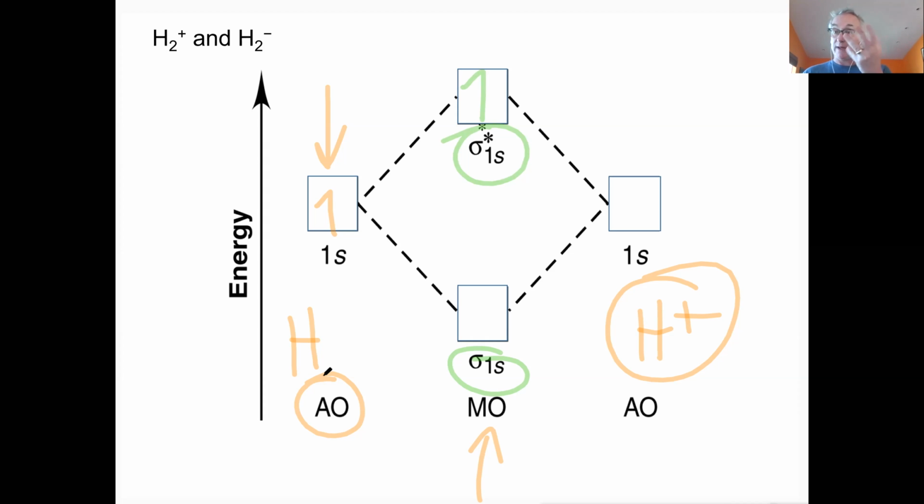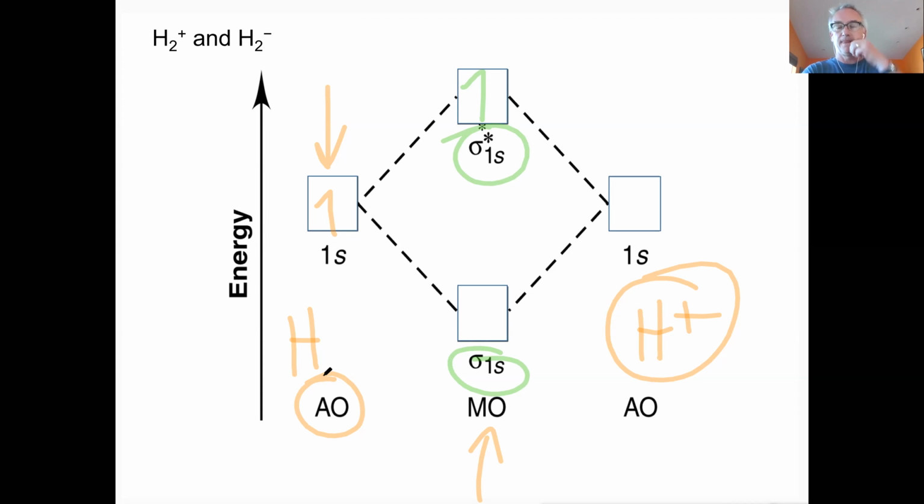Remember, the rule is always, even for atomic orbitals too, any orbitals, you always start by putting your electrons in the lowest energy orbitals available. What's my lowest energy molecular orbital available? Which one is it? Is it the bonding or the anti-bonding? It's a bonding orbital.